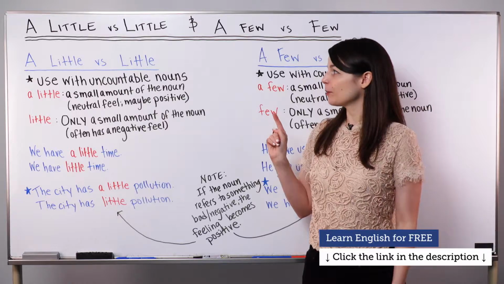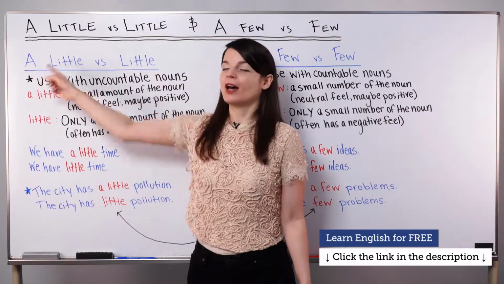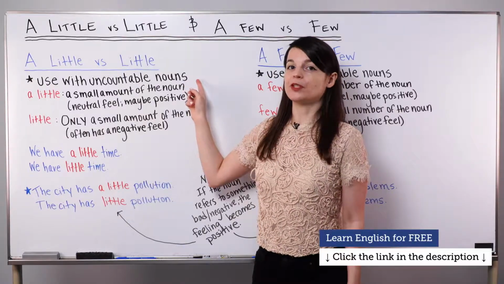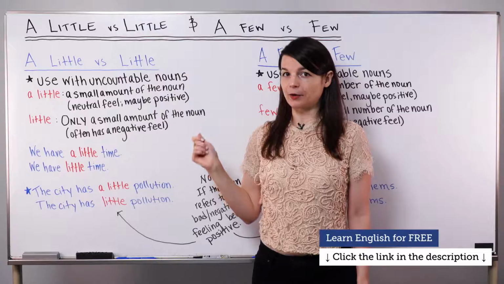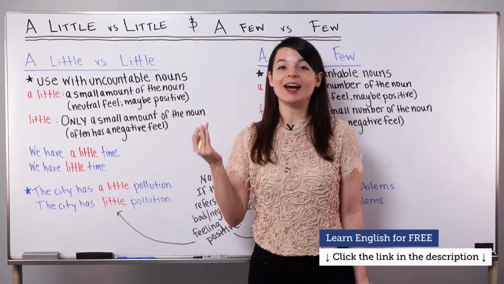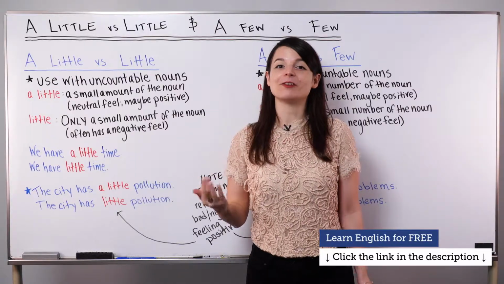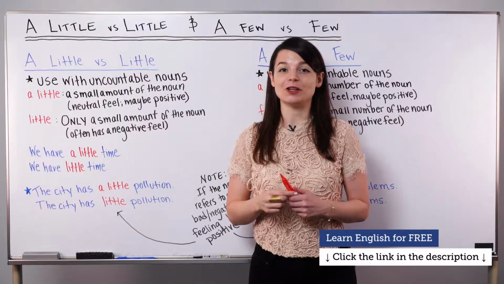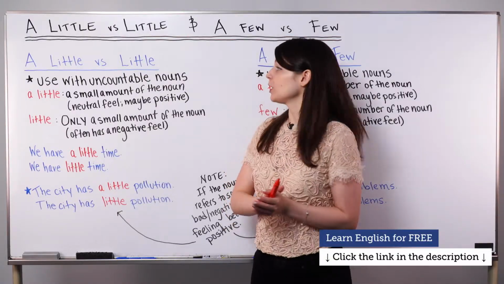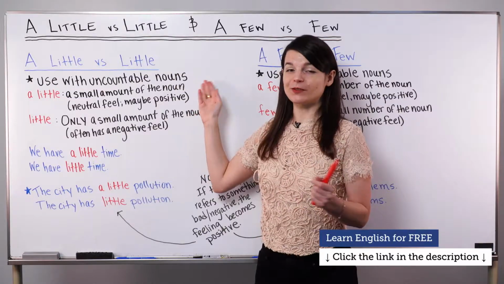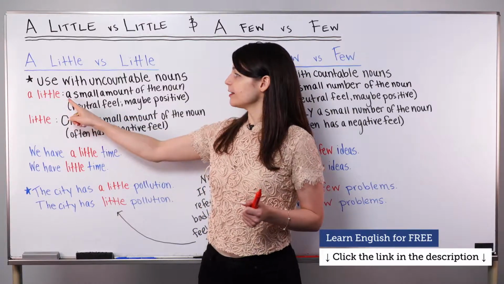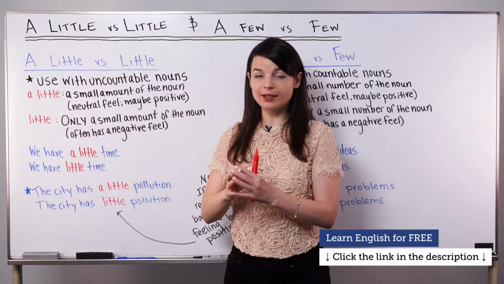Before we talk about using this article, I want to mention we use little or a little with uncountable nouns, so nouns that we cannot count. If you're not sure about countable or uncountable nouns, please take a look at the videos on our channel. There are a few other videos you can check to learn more about countable and uncountable nouns. So we use little with uncountable nouns, nouns that we cannot count. We use a little to mean simply a small amount of the noun.